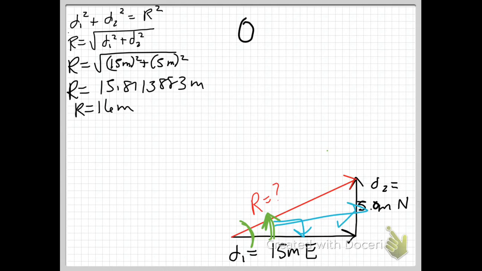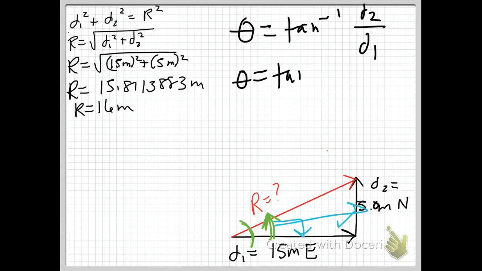What we say is that theta is equal to the inverse tangent function, tan minus 1, of d2 over d1, because d2 is our opposite, d1 is our adjacent. So theta equals inverse tangent of 5.0 meters over 15 meters. So you do second function tangent, 5 divided by 15, and close your parentheses.